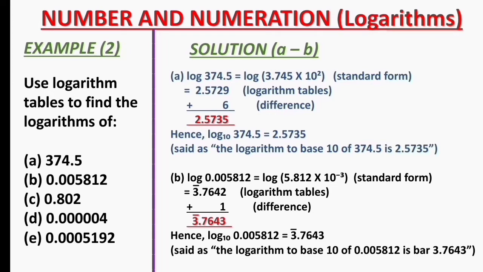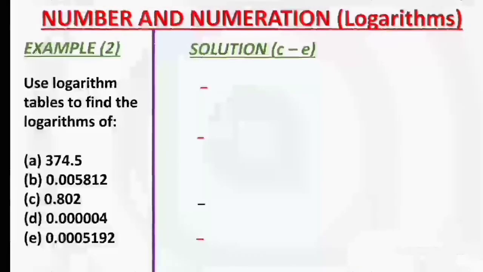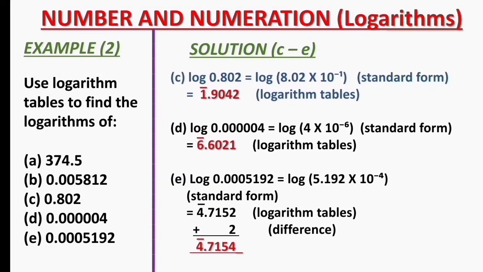Now that you have this idea, can you find the logarithms of the numbers in question 2C, D, and E? Let's see the answers. For question 2C, D, and E, the solutions are displayed here. For question 2C, the logarithm of 0.802 is bar 1.9042. Coming from standard form and logarithm of numbers table.